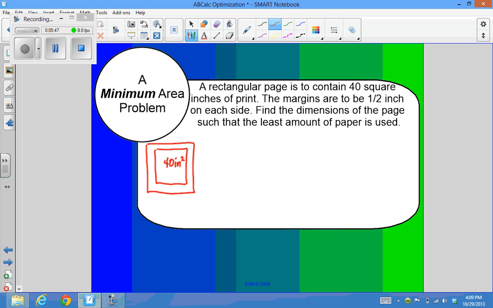The margins are to be 1/2 inch on each side. So this is 1/2 inch, and this one down here is 1/2, and same thing here, same thing here. Okay, all your margins are 1/2 inch. I'm supposed to find the dimensions of the page such that the least amount of paper is used.